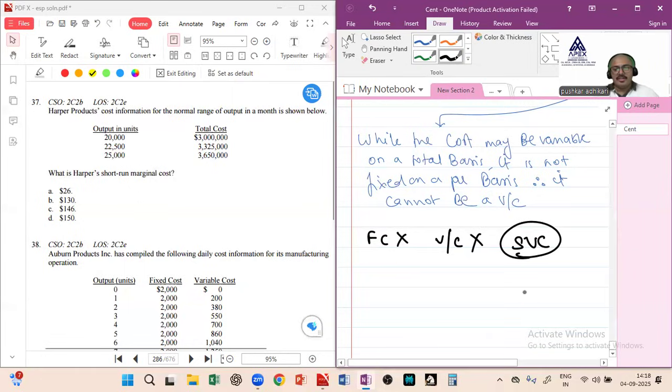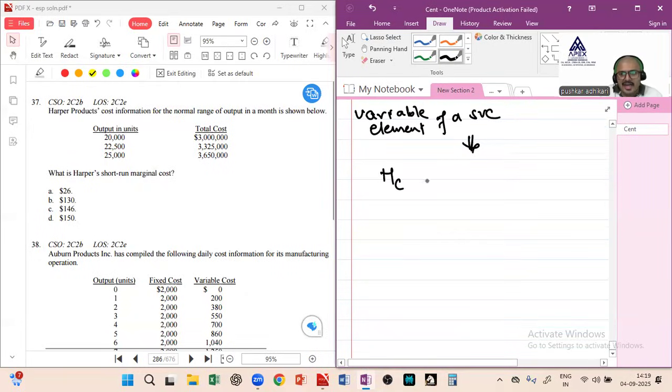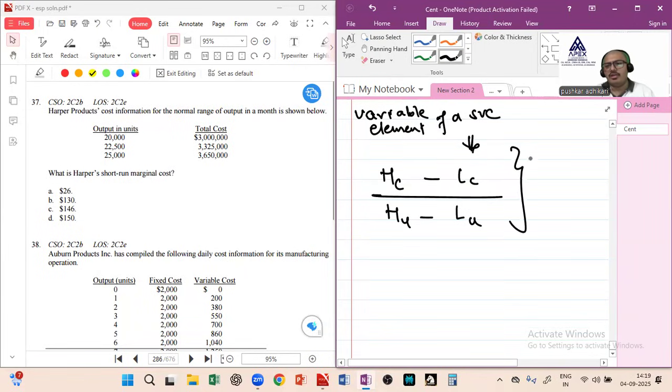Right? Now, anyway, so it's a semi variable cost. Now, how to calculate? Please see. The variable element of a semi variable cost is given as follows. It is the highest cost minus the lowest cost upon the highest units minus the lowest units. This is the formula. This is known as the high-low method.